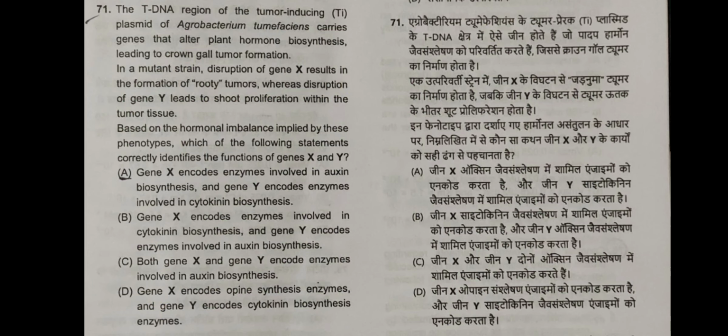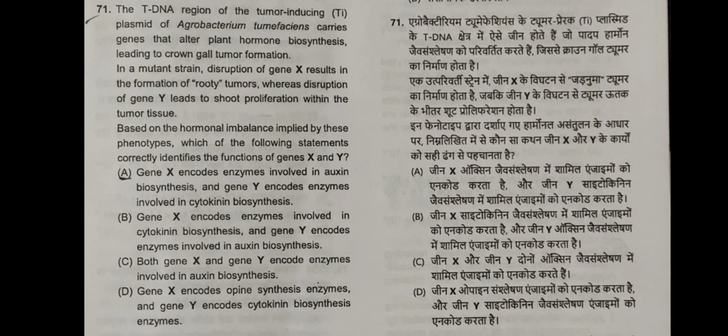Okay, so let's go. The tDNA region of a tumor inducing plasmid of Agrobacterium tumefaciens carries genes that alter plant hormone biosynthesis, leading to crown gall tumor formation. So this is about Agrobacterium tumefaciens, which is causing crown gall tumor formation in plants.